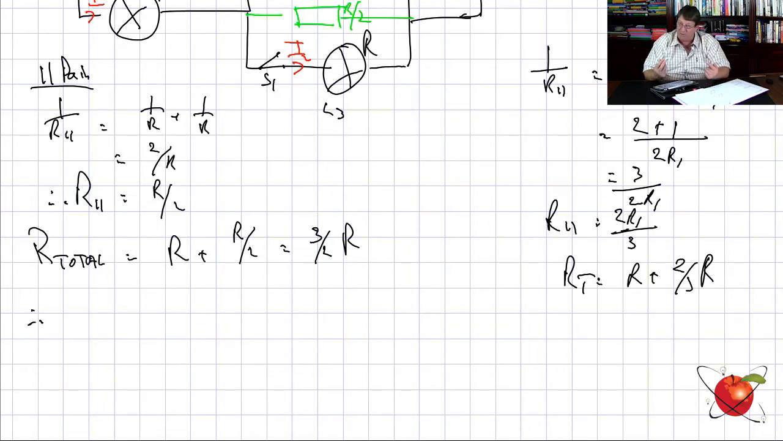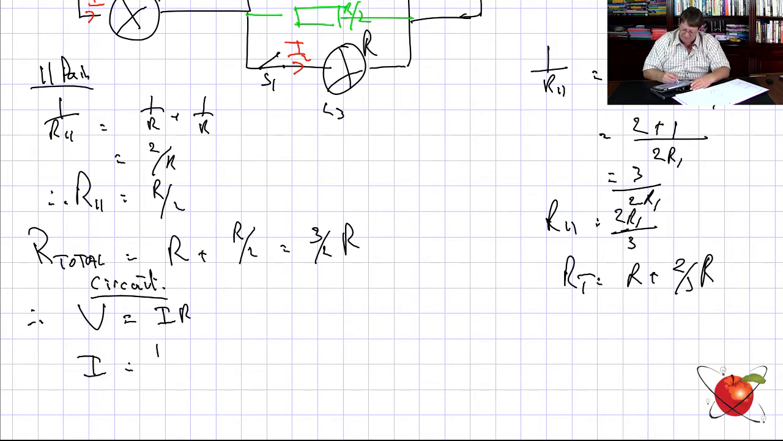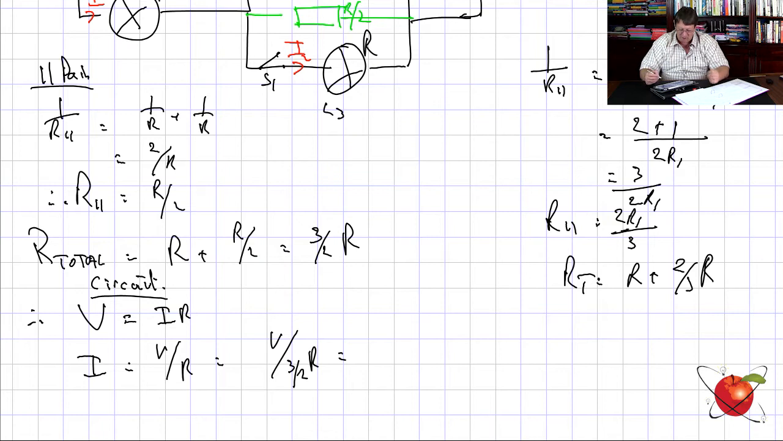Therefore, remember the voltage of the battery is constant. So V is equal to IR. I'm now talking for the whole circuit, right? So therefore I for the circuit is V over total resistance, which is V over 3 over 2R, which is equal to, what do I do here? I tip and times it, don't I? All right, and I end up with it being equal to 2V over 3R.